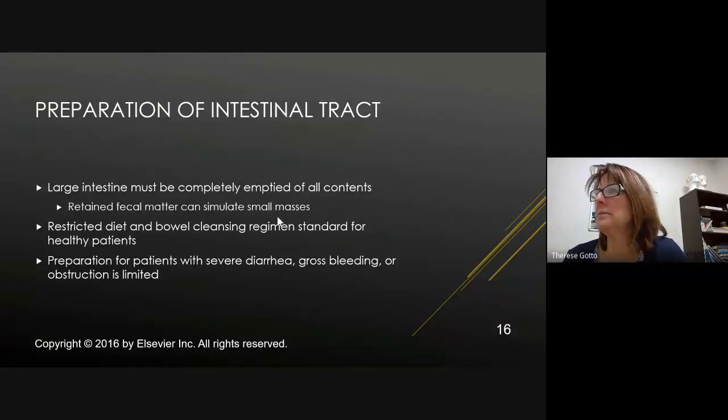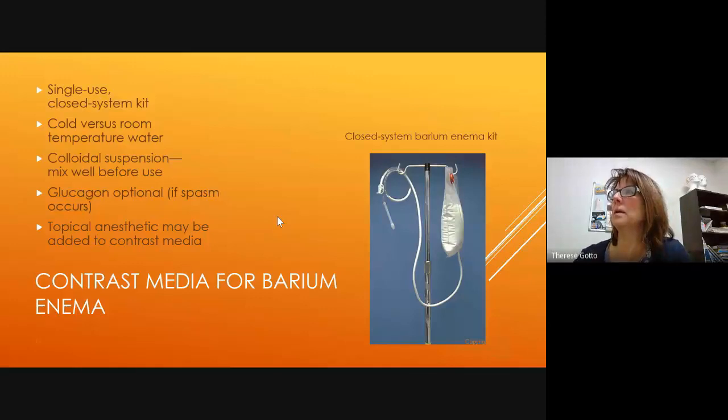Okay, large intestine must be completely emptied of all contents. Okay, we don't want any residual fecal matter. It can imitate pathology, as you know. Restricted diet and bowel cleansing regimen is standard, okay? And there's different types of preps for patients that have any of those contraindications for the prep. That's something your radiologist has to work out with the referring, okay?